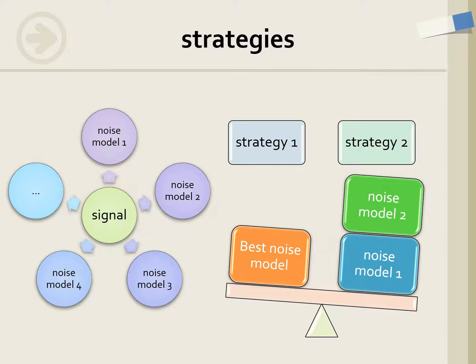In the stochastic resonance phenomenon, not only white noise, but other kinds of noise can be used as a noise model. Pink noise, brown noise, Gaussian noise, etc. We can use various strategies. First, we can choose the best noise model. Second, we can combine a couple of noise models if we can get a better result.